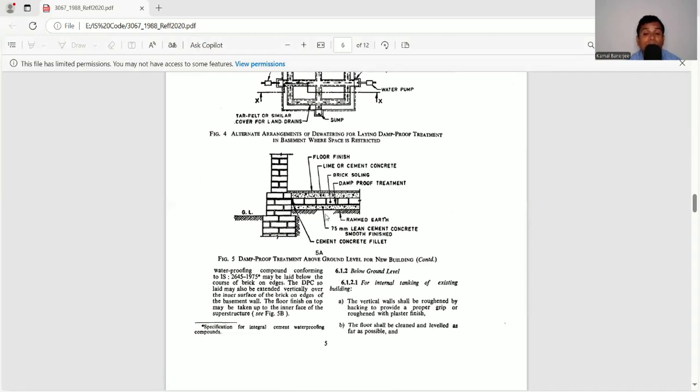So what we did: first the rammed earth, then 75 thick lean cement concrete or the PCC, then damp proof treatment, and it should go like this. And in the vertical and the horizontal joint there should be a cement concrete fillet, so that if any water comes it cannot penetrate. Then again lime or cement concrete, then brick soling, and then floor finish.